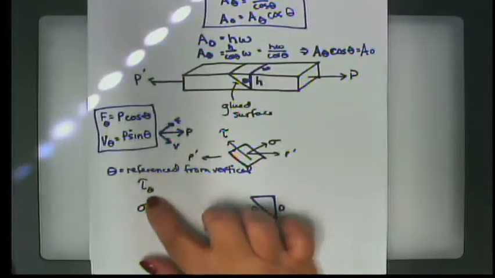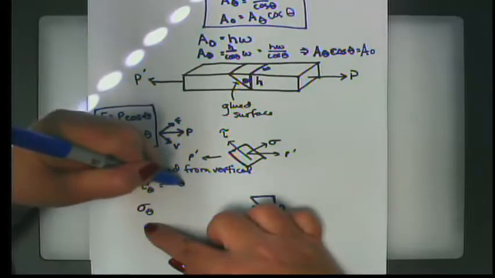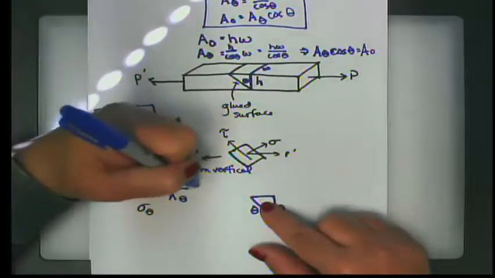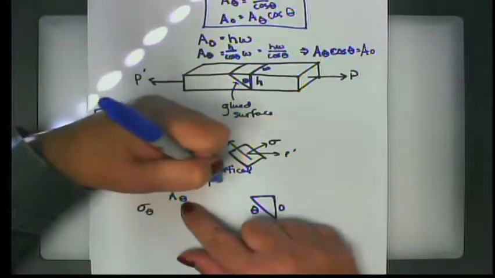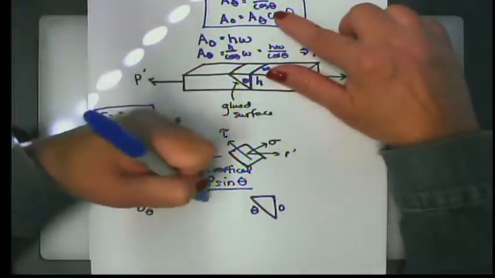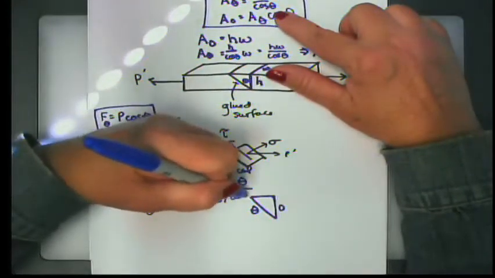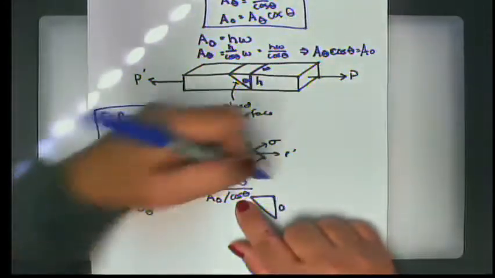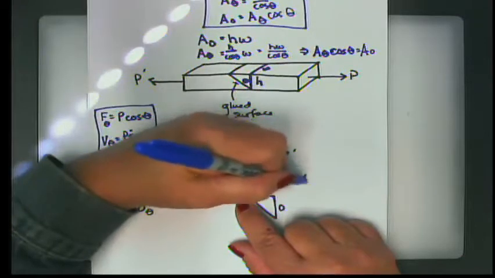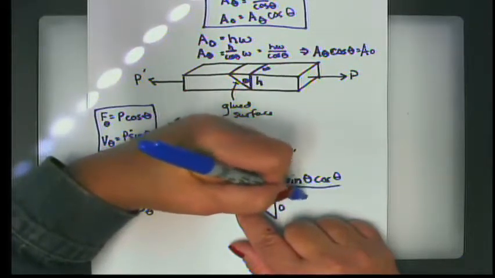So to finish this off, tau sub theta we know is going to be equal to V sub theta over A sub theta, which is P, the applied load, times the sine of theta over A sub theta, which is A sub 0, divided by the cosine of theta. And rewriting that equation, we get tau sub theta is equal to P times the sine of theta times the cosine of theta over A sub 0.